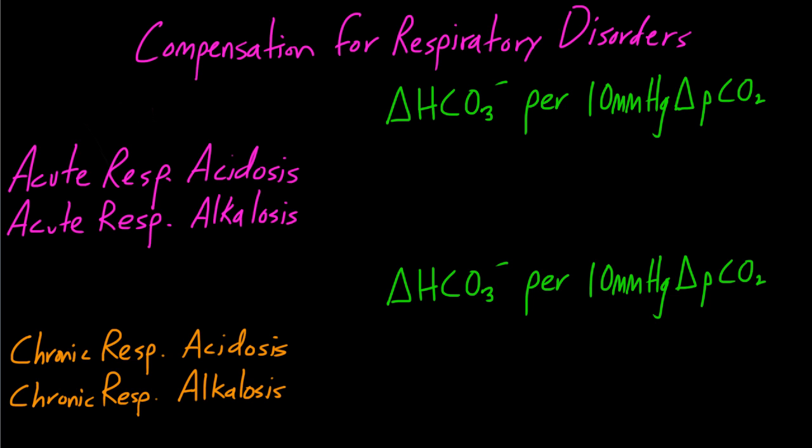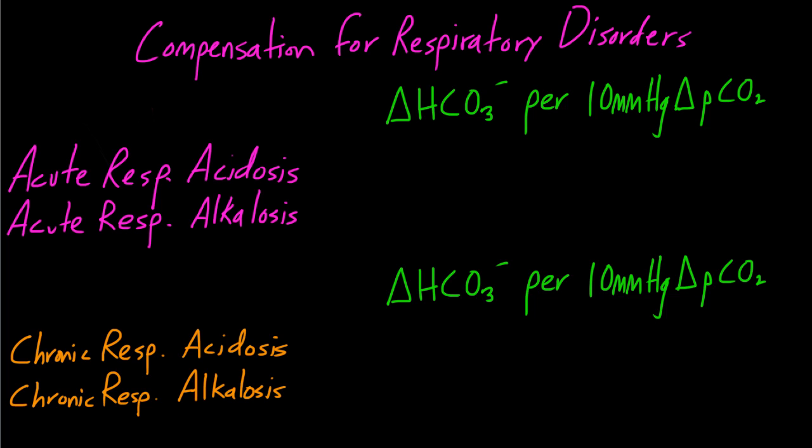Okay, now we're going to talk about compensation for respiratory disorders. And this is the way I organize the information in my head, and it's a way that helps me memorize it. And by the time we're done, I hope you'll see that. So let's just do them one at a time. So an acute respiratory acidosis. Ventilation is acutely decreased and the PCO2 is rising. So in response to that, what would the bicarbonate do? It would rise. So the bicarbonate's going to rise a slight amount.